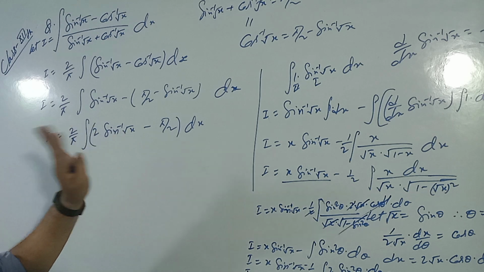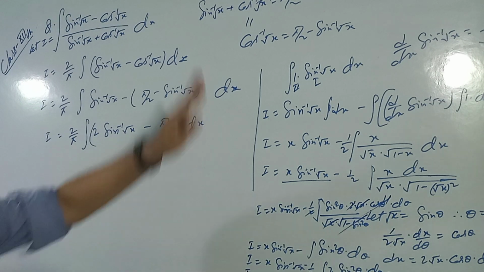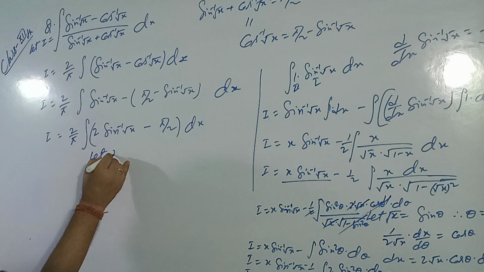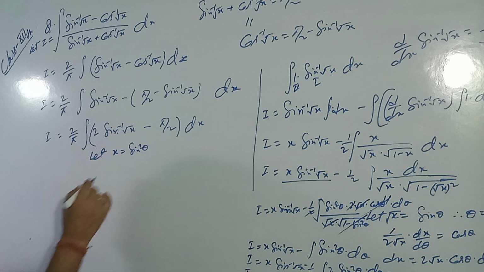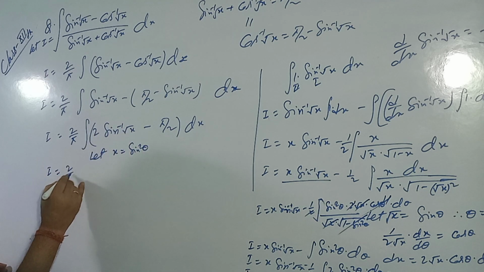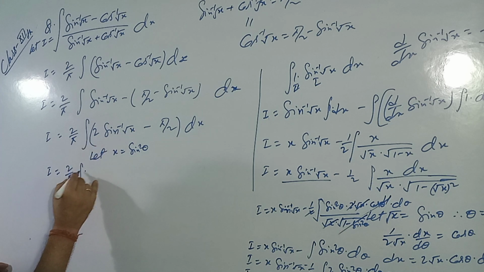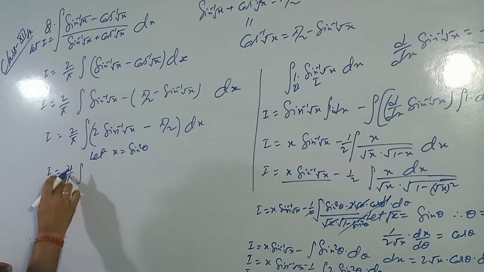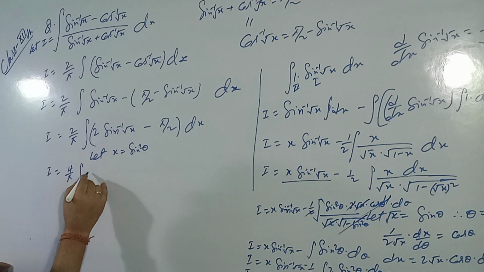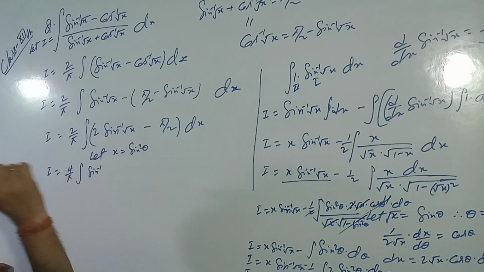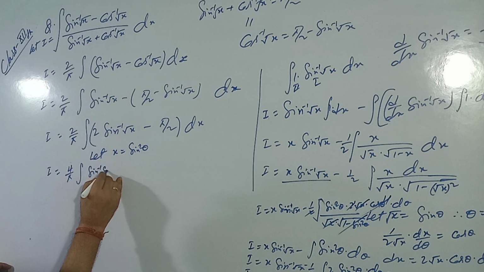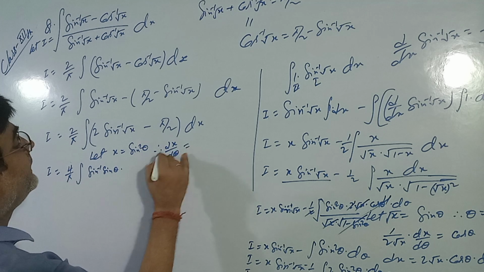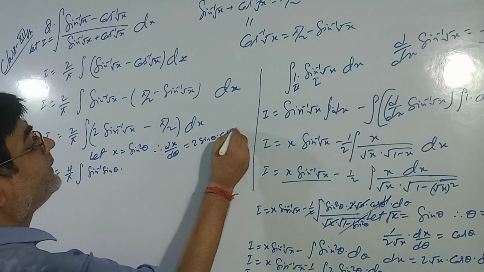This is the value to put in. And in the other method, let x equal sin square theta, right? Then I equals 2 by pi times sin inverse root x, that means sin theta, and the derivative dx by d theta is 2 sin theta cos theta, right?